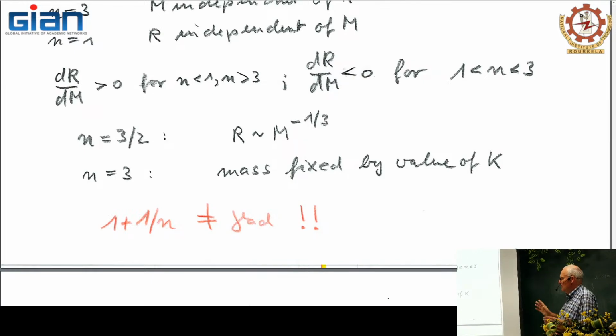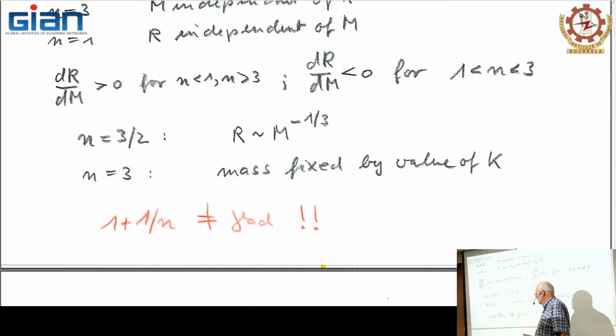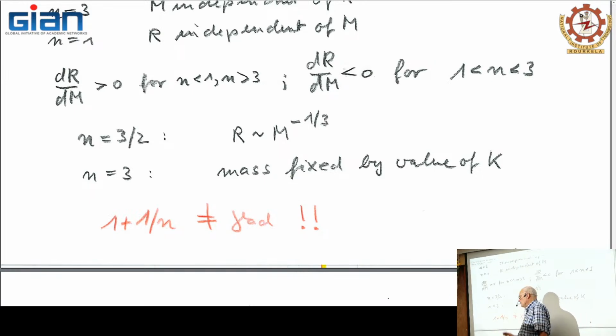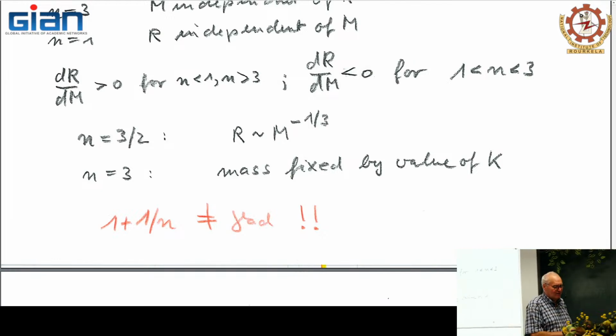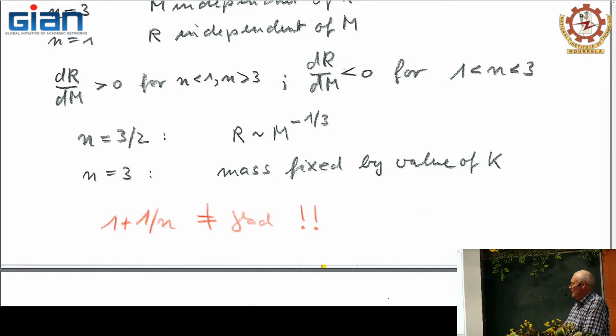So one should keep them separate. The polytropic index can be equal to the adiabatic index, but it does not need to be identical. So 1 plus 1 over n, the polytropic exponent, is usually not equal to the adiabatic exponent. Keep this in mind, you should not confuse it. It can be equal, but it need not be identical.